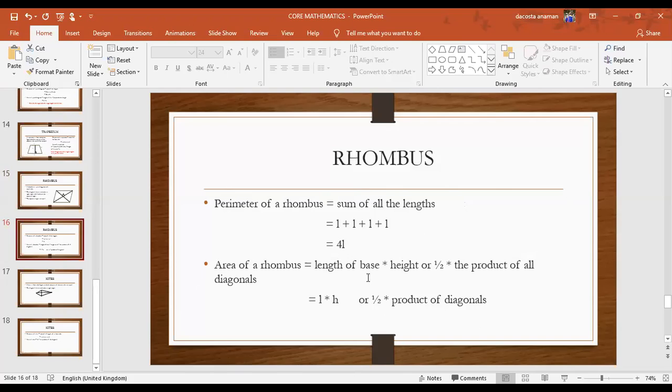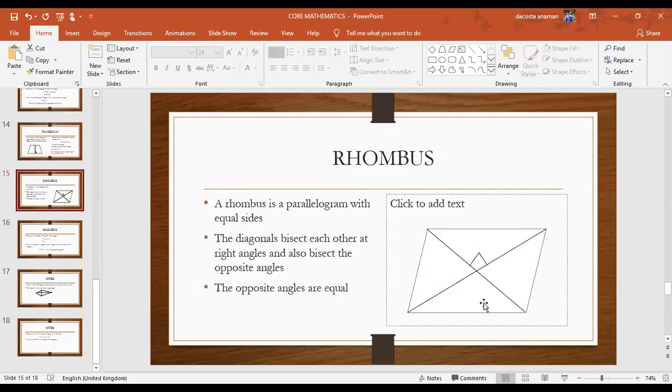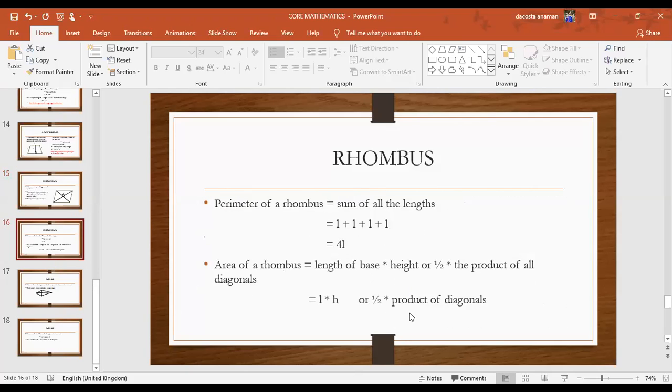Or another formula is half of the product of the diagonals. In some questions, the length will not be given to you, but the length of the diagonals will be given. In such an instance, you use this formula, which is half of the product of the diagonals. So let's pick an example.